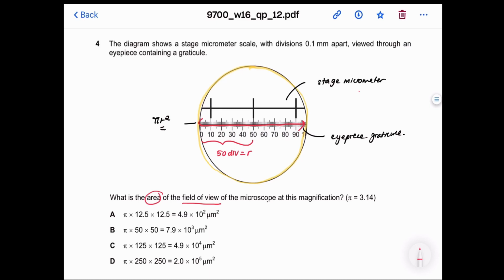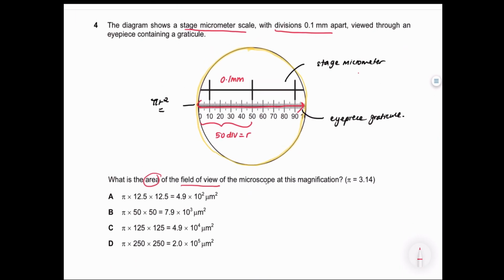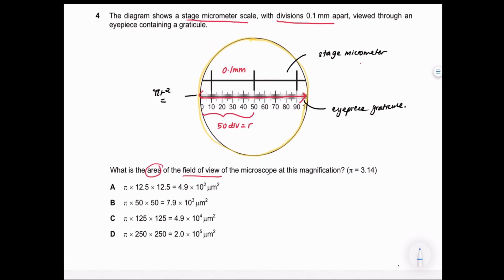So what we need to find out is what length represents these 50 divisions of the eyepiece reticle unit. You know that it's given in the question that each stage micrometer scale is 0.1 mm apart, so you can go into the calibration. One division of the stage micrometer matches 40 divisions of the eyepiece reticle. Using this information, we can calibrate the eyepiece reticle. So 0.1 mm is equivalent to 40 eyepiece reticle divisions or units.